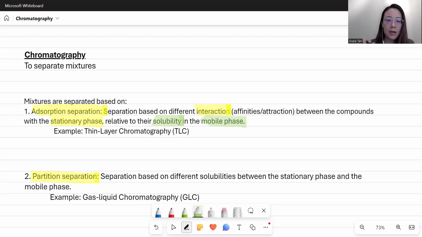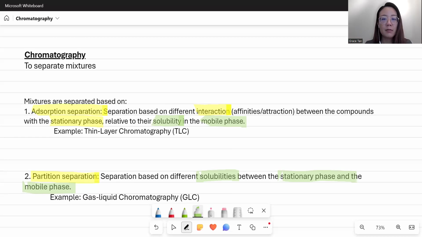Okay, now the other type, partition, is based on, let's look at the definition. So it is based on different solubilities between the stationary and the mobile phase. This is more straightforward. It means that you choose to be more soluble with the stationary phase, or you choose to be more soluble with the mobile phase. Now, solubility means the compound can have appropriate interaction with the solvent that is moving.